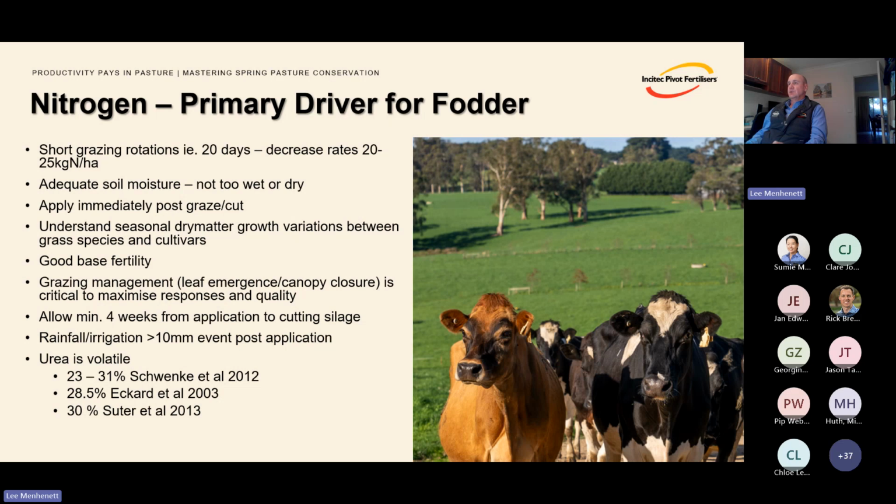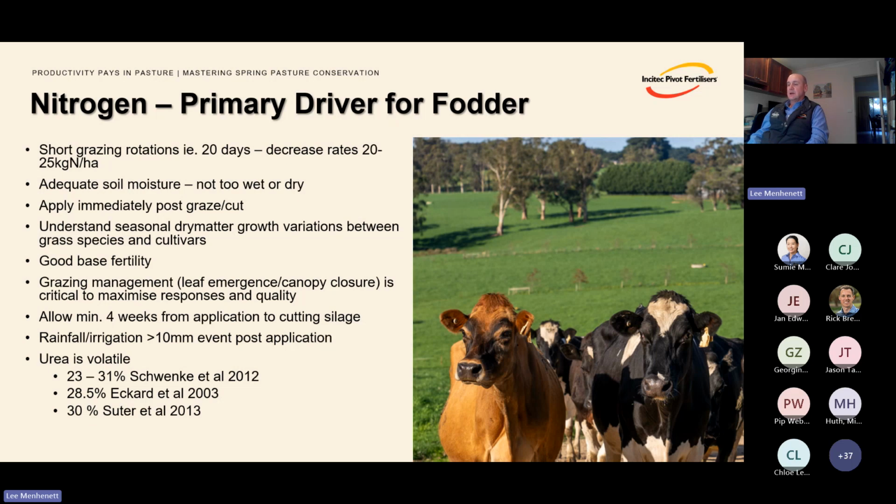And that's got a lot to do with just the buffering capacity of the silage that you're cutting. It's going to take extra wilting time, potentially some tedding, to actually get it in the right condition to ensile. So you need that 4-week period between application and the cut. We need at least 10 mil of rainfall to get the urea, to get the nitrogen into the system.